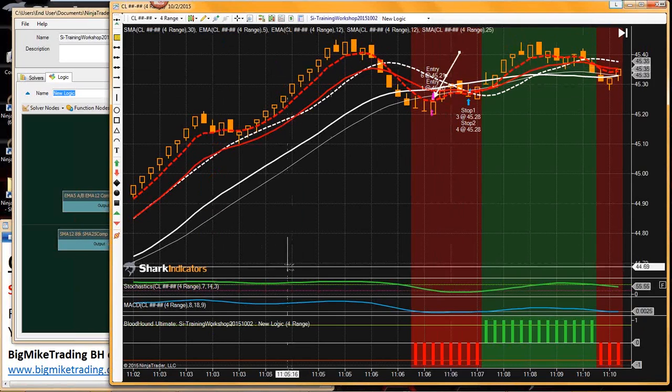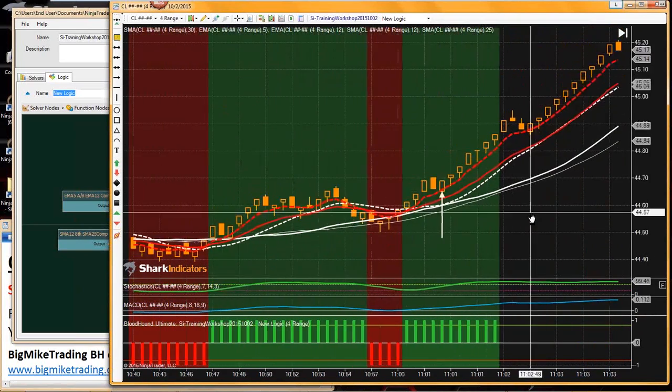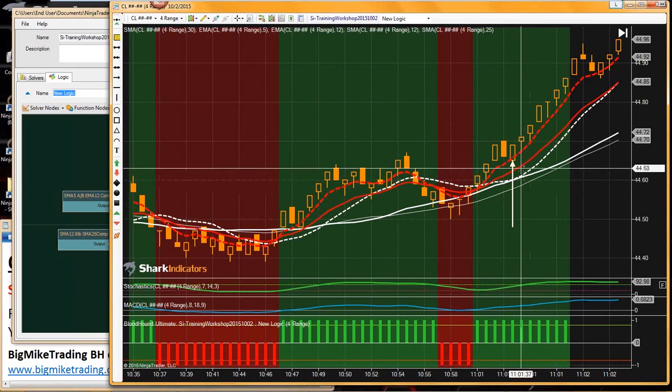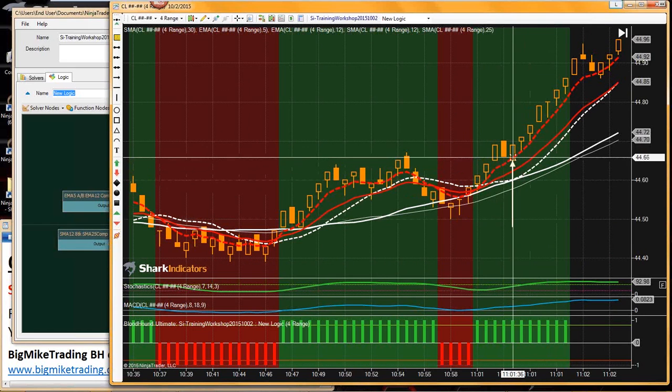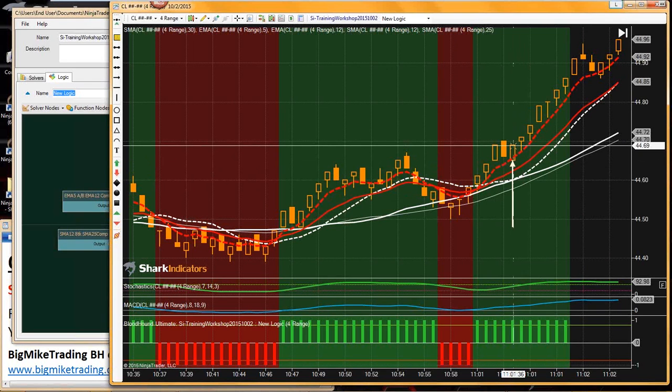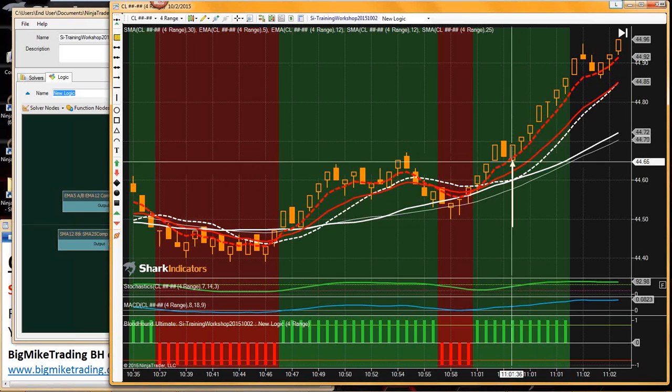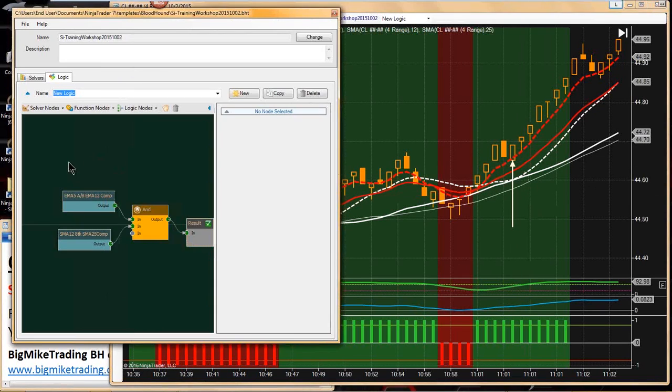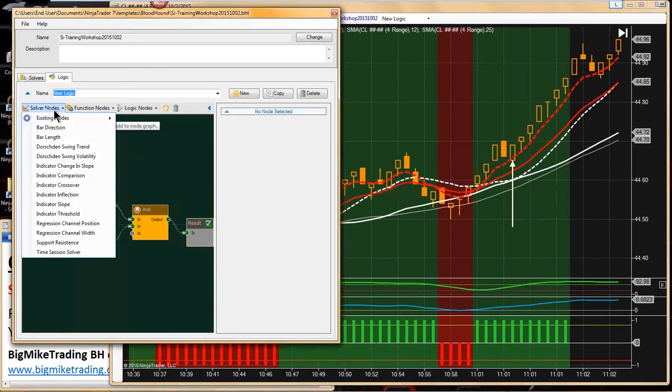So when we're looking for price touching our line, we need to know which price is touching that line. Is it the closing price? Is it the high of the bar? Is it the low of the bar? For this example, I'm going to use the low of the bar touching that EMA 5 to generate a long signal there. So let's use another comparison solver.